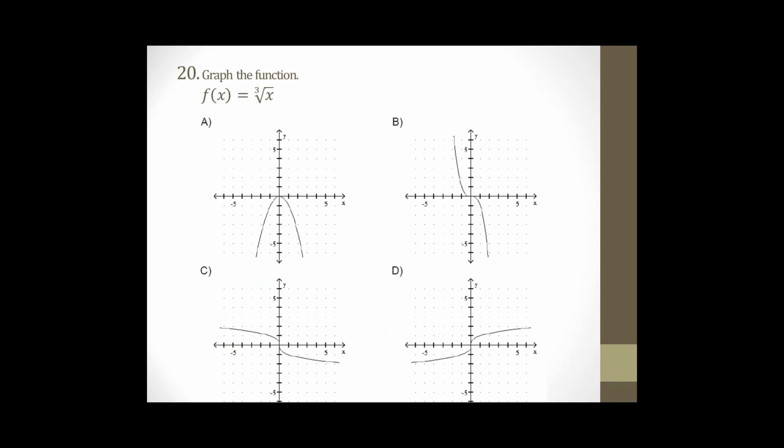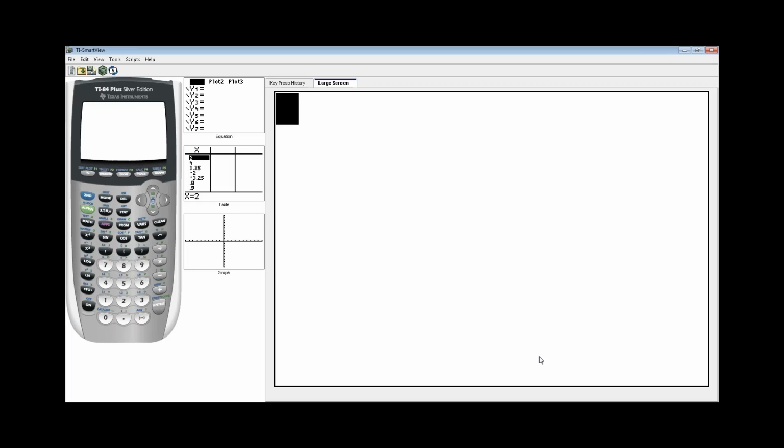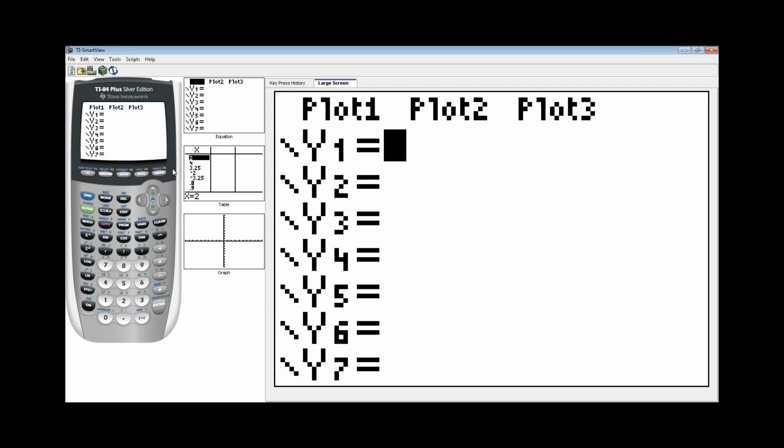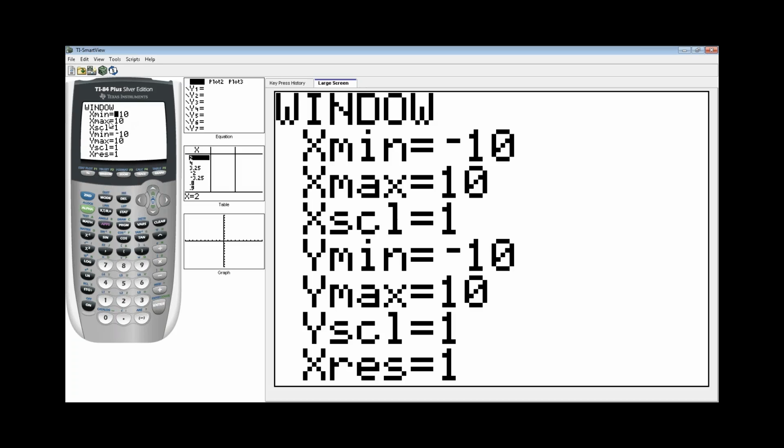Okay, then number 20, graph the function. So let's practice using the graphing calculator, and then I'll show you how you could sketch it without the graphing calculator. All right, so if you want to put this in the graphing calculator, to graph a function, we're going to go to y equals. Well, first of all, make sure that your y equals screen is cleared. You want to set your window to the more standard window. Your x minimum is -10, the x maximum is 10, x and y scale is 1, and then the y minimum is -10, the y maximum is 10.